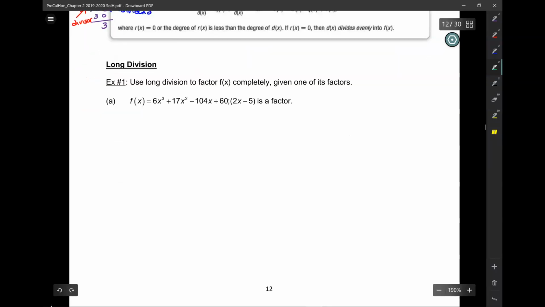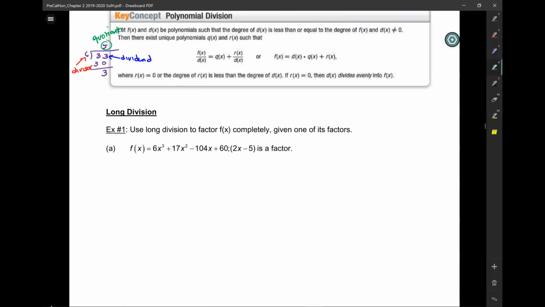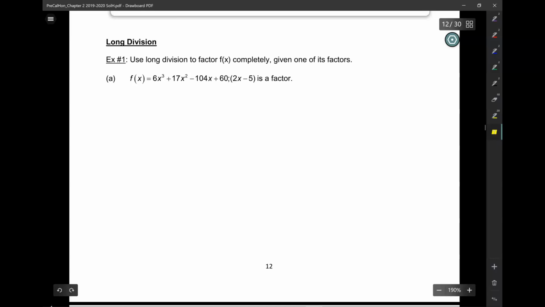Okay, so let's talk about polynomial long division for a minute. Now, before we do that, I divided 33 by 6. I got 5 and remainder 3. So is this quotient a factor of 33? No. Why not? Because it has a remainder. So if it's a factor, what should the remainder be? Correct. Okay, so here we're going to use long division to factor f of x completely, given one of its factors. Here I have f of x, 2x minus 5 is a factor, so when I divide, my remainder should be 0. Okay, let's see.